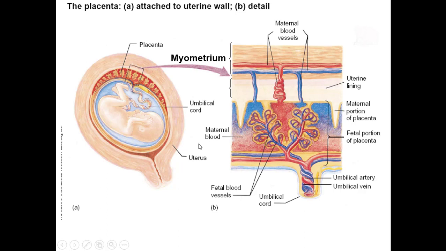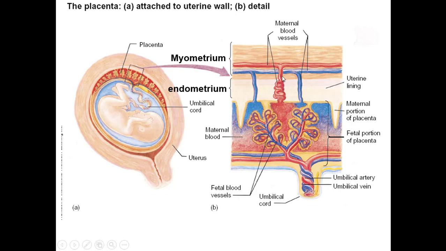So here you see the umbilical cord with blood vessels of the offspring that are going to make their way through the umbilical cord. And then here we have the maternal blood vessels. So these are the blood vessels that would be from mom on the top. They extend from the myometrium into the endometrium. However, they are not continuous with the blood vessels of the offspring. This is why the offspring and the mother can have separate blood types.